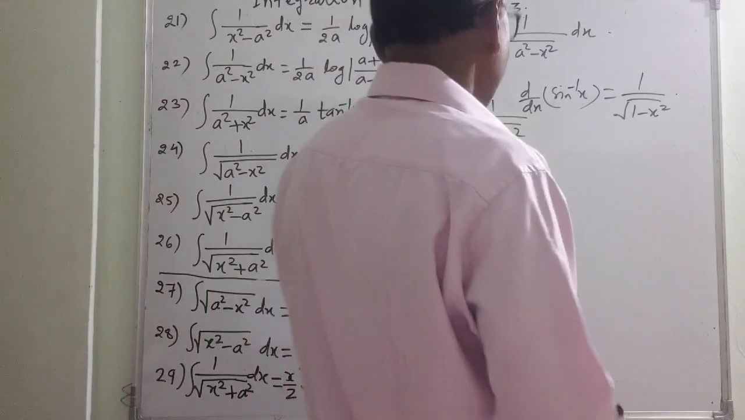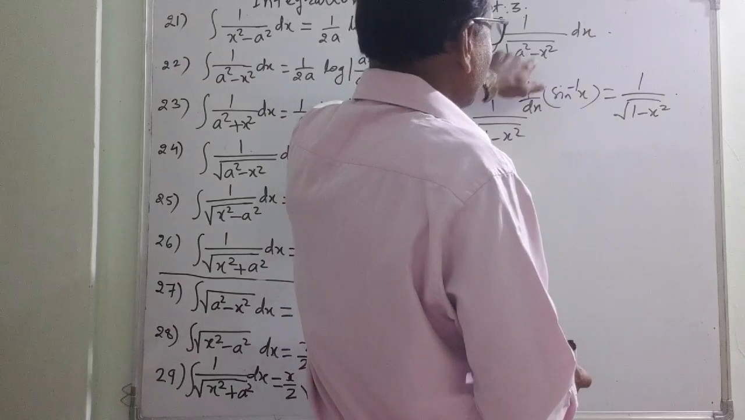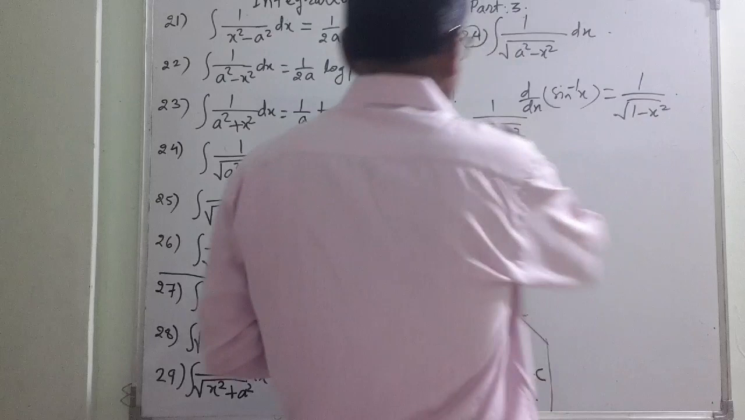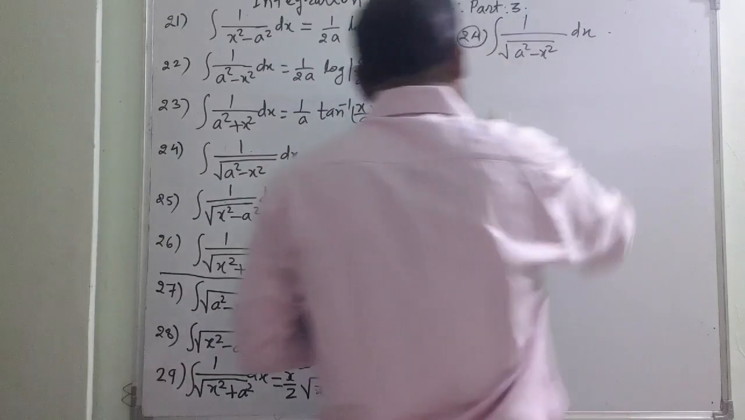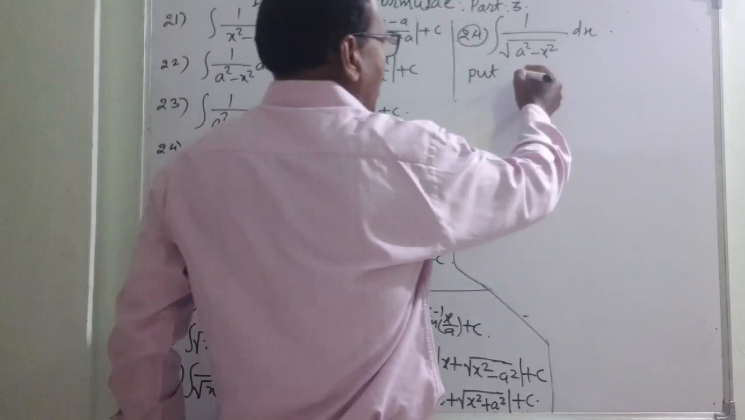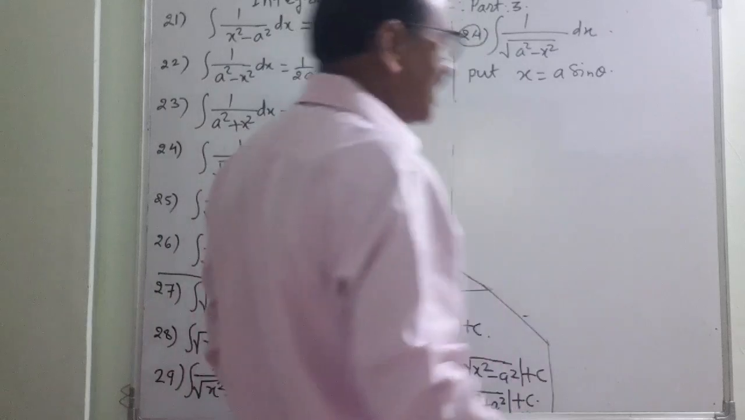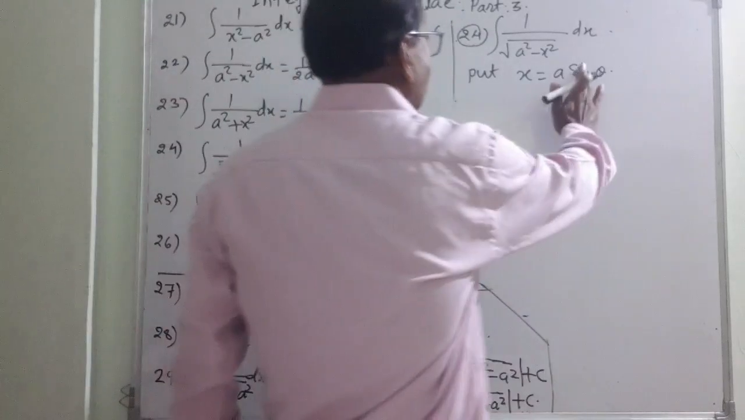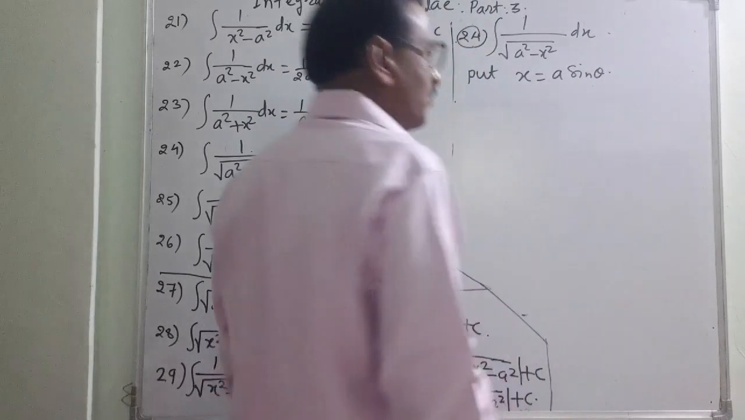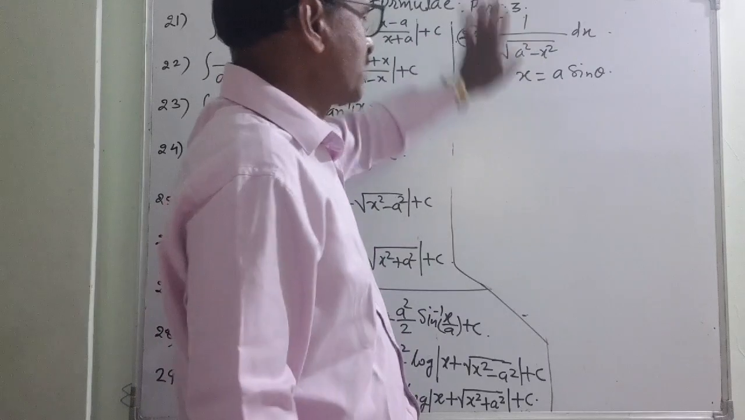But it is a square minus x square. If it would have been a square minus a square x square, a square I would have taken out and my purpose would be solved. Now what I will do here is put x is equal to a sine theta, or you can say a cos theta also. A sine theta or a cos theta, no problem. Anything, a means removing this bracket under root sign. That's it.